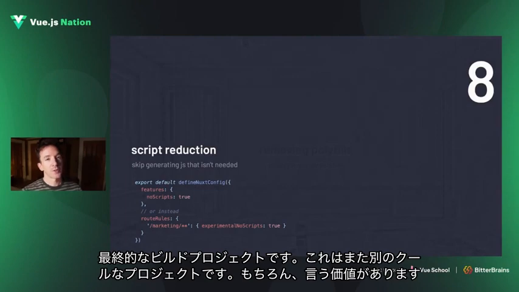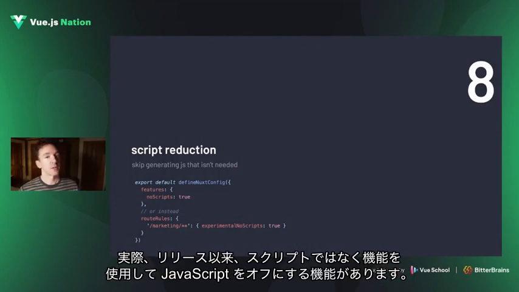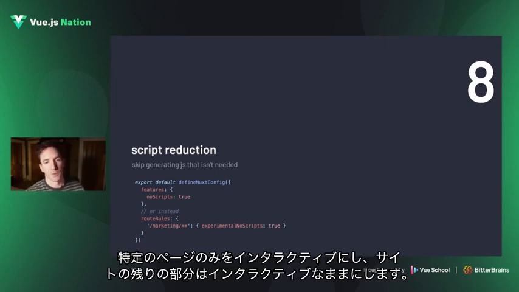And of course, it's worth saying that the best JavaScript is JavaScript you don't need. So Nuxt 3 has supported, actually since its release, the ability to turn off JavaScript using features.noScripts. And you can actually do it on a per-route basis by simply disabling script generation for that particular page, leaving the rest of your site interactive.